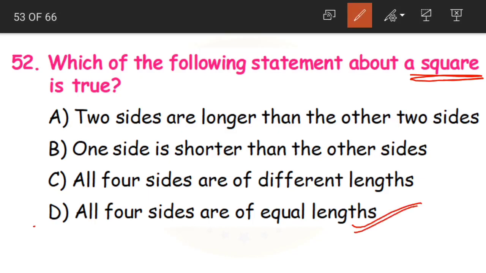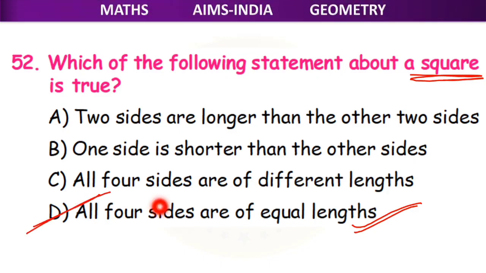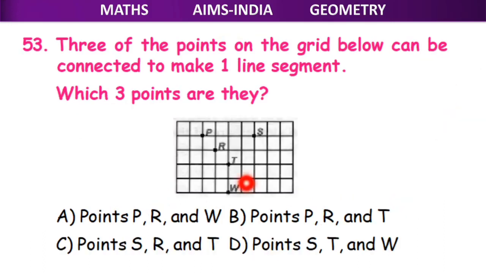Even this is false. Now statement D, all 4 sides are of equal length. Yes, this is our correct answer. What is the property of a square? The property of the square is that all the sides of the square are of equal length. So option D becomes our correct answer. This is the only true statement about our square.